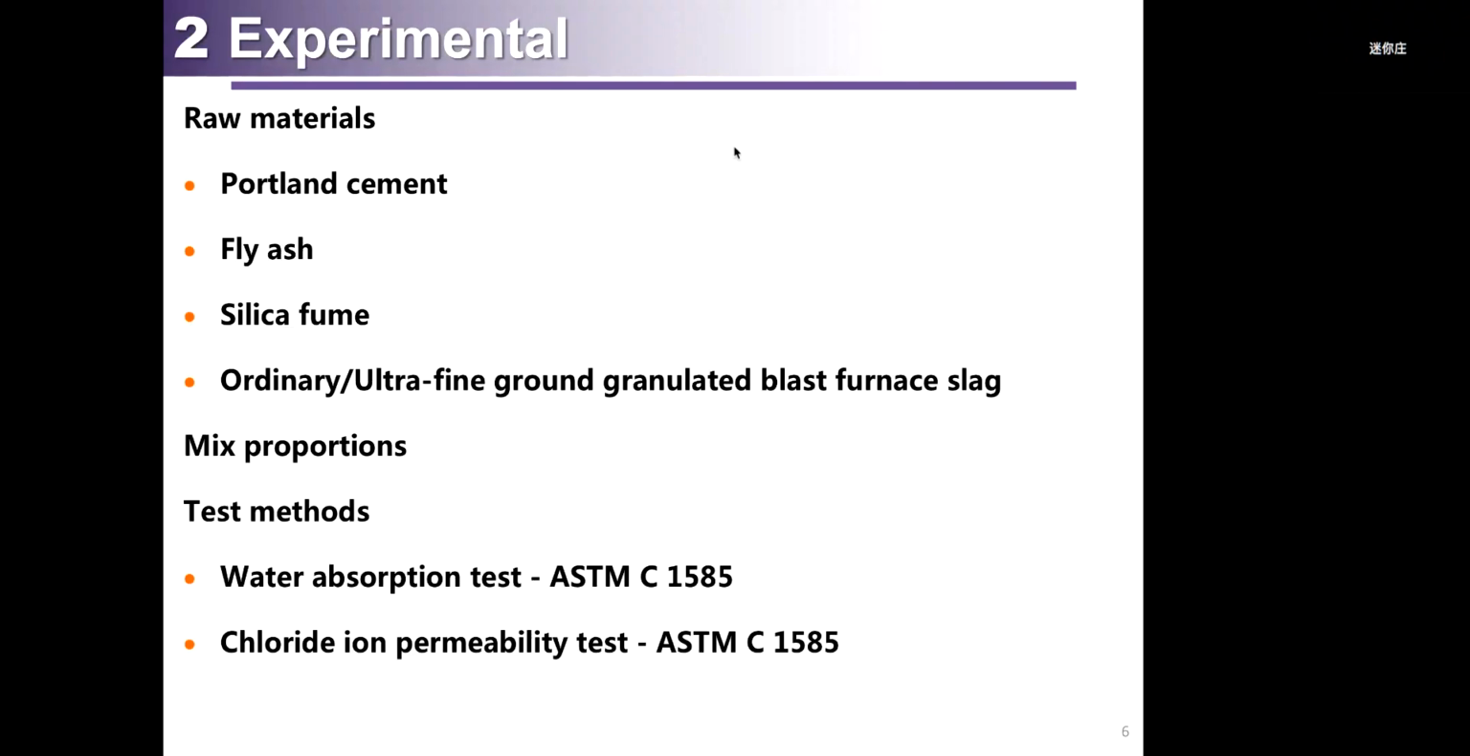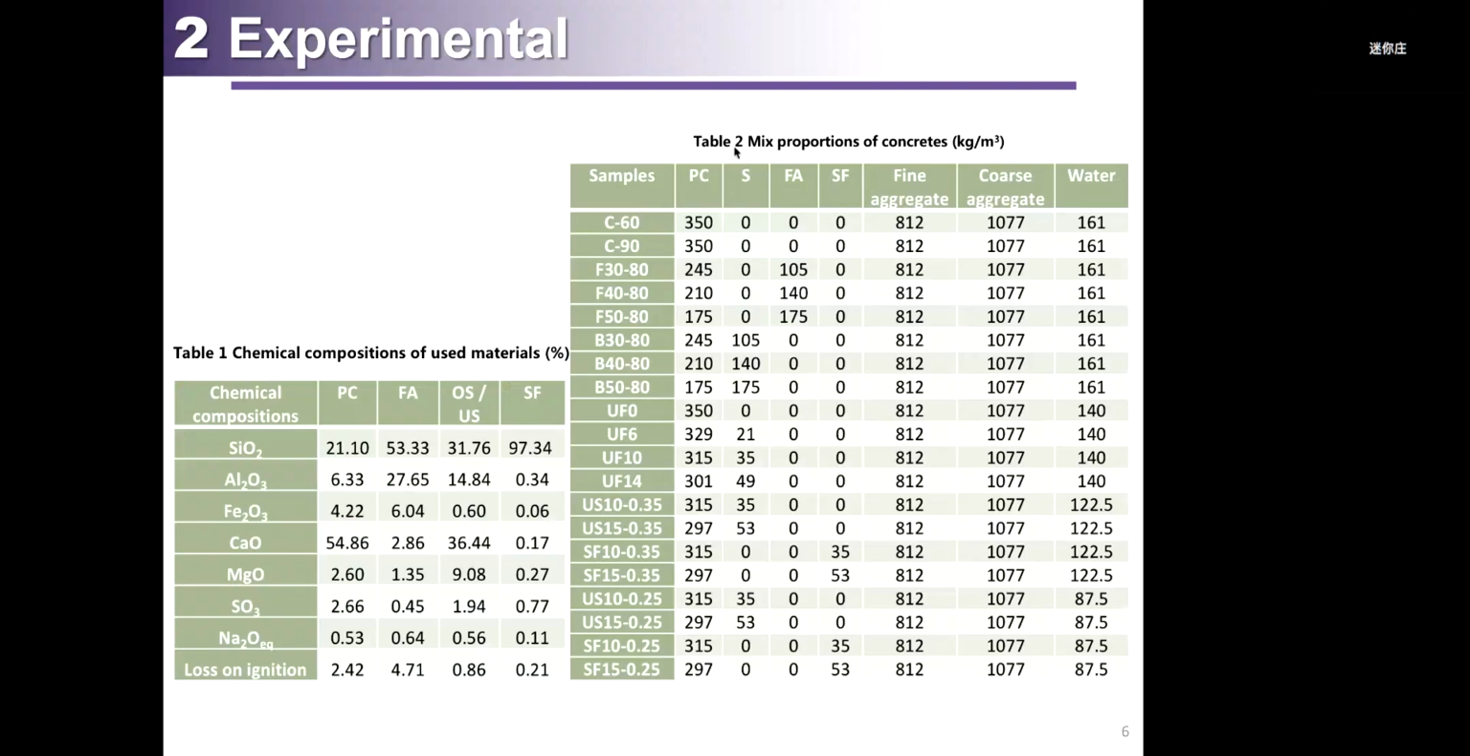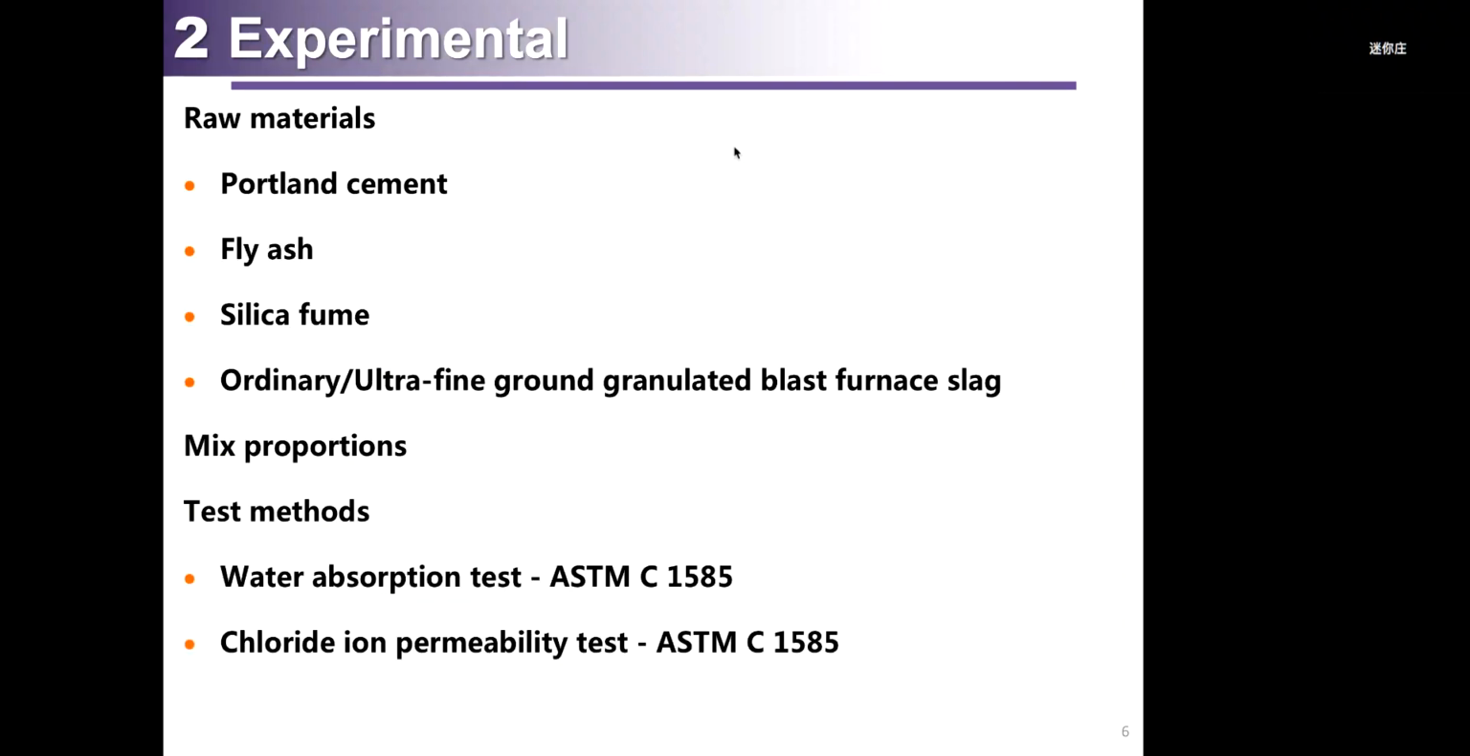Well, let's move to the second part, experimental. Portland cement, fly ash, silica fume, ordinary ground granulated blast furnace slag, and ultrafine ground granulated blast furnace slag are used in this study. The water absorption test is according to ASTM C1585, while the chloride ion permeability test is as per ASTM C1202.